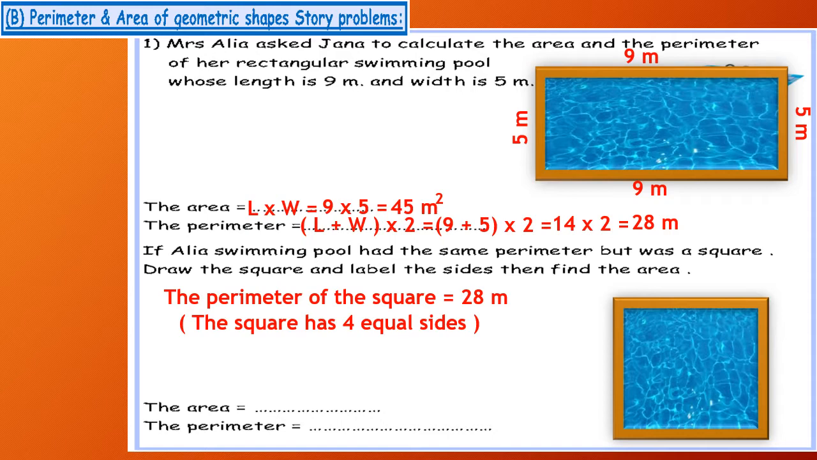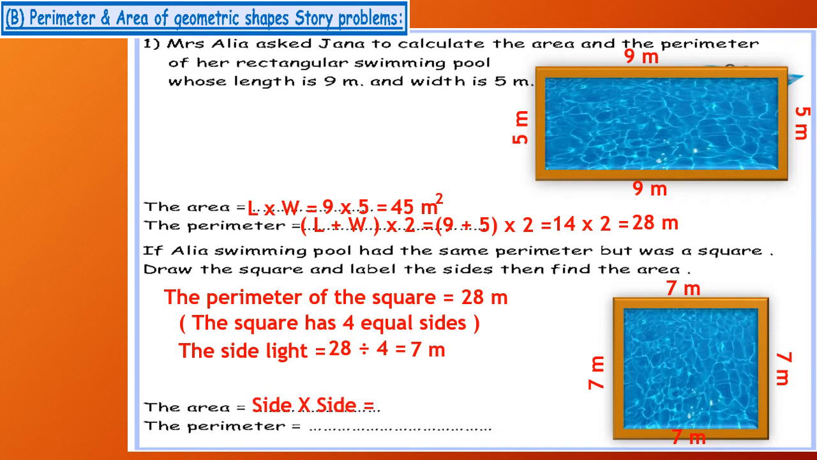So each side equals 28 divided by 4 equals 7 meters. So 7 meters for each side. Then the area, side by side, equals 7 by 7 equals 49 meters squared. And the perimeter is 28 meters.